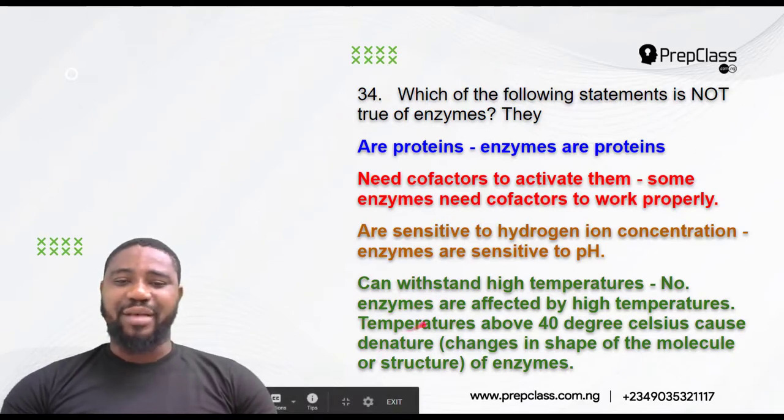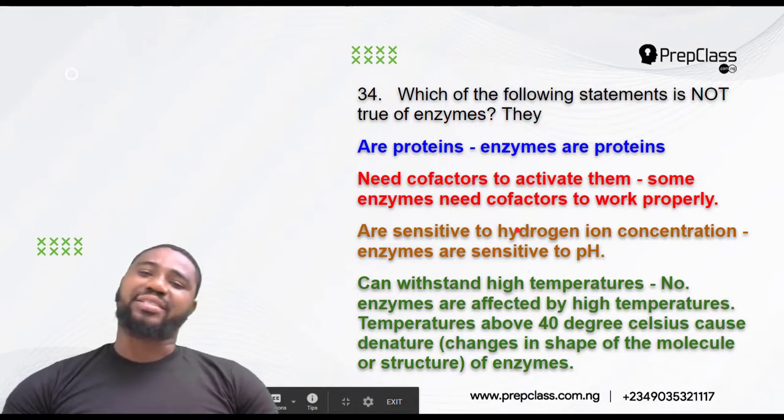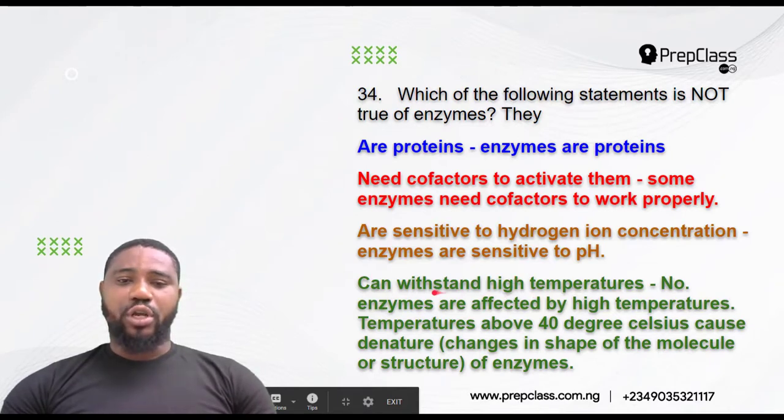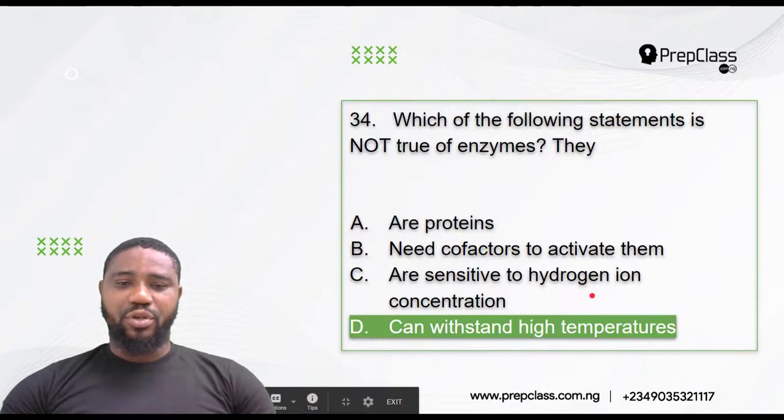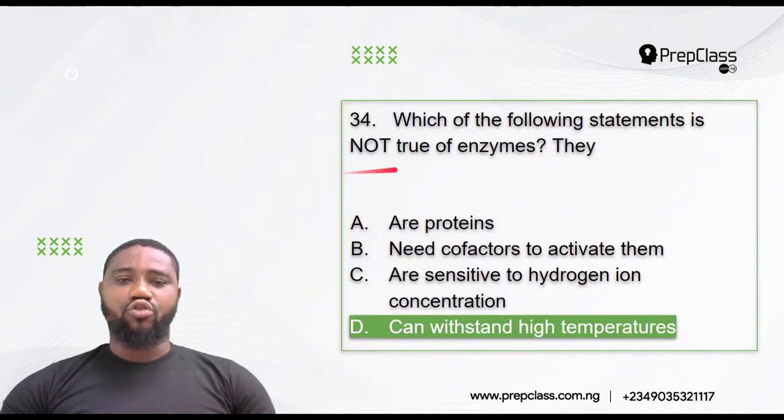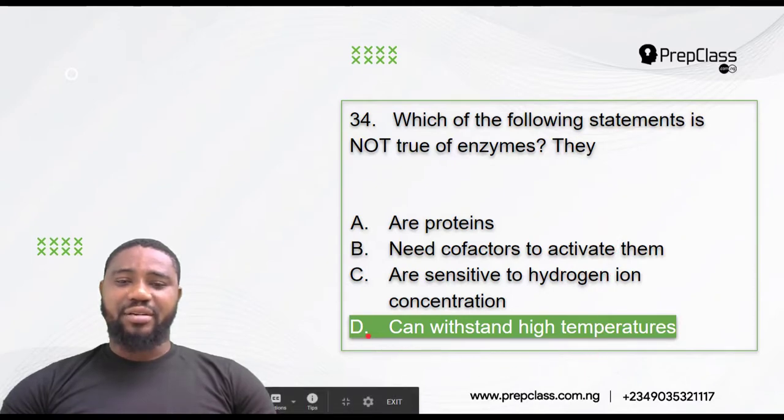So if you expose enzymes to a higher temperature above 40 degrees, the structure will be destroyed and it will no longer behave as an enzyme. We call it denaturation. So the correct option there is option D. Enzymes cannot withstand high temperatures. Which of the following statements is not true of enzymes? The answer is D. Can withstand high temperatures. Enzymes cannot withstand high temperatures.